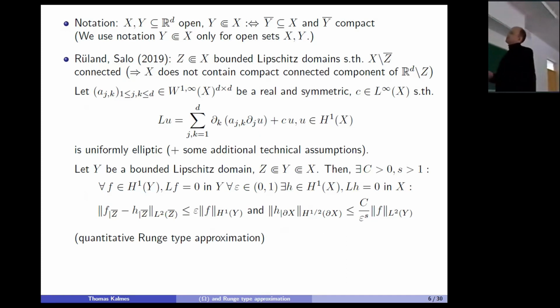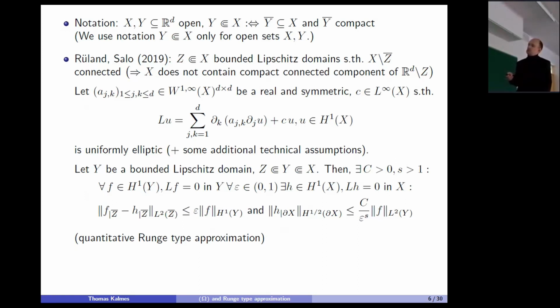And then they considered certain second order uniformly elliptic operators on Sobolev spaces. So we have a real and symmetric matrix valued function C with components in the Sobolev space W1 infinity. And this operator should be uniformly elliptic, plus some technical additional assumptions which I do not want to present. And then they proved that for every bounded Lipschitz domain Y lying between Z and X, there is a constant C and S such that every solution to the homogeneous equation in the Sobolev space over Y to this operator can be approximated by a solution to the same equation on the larger set X in the L2 norm over the closure of the smallest open set in this way.